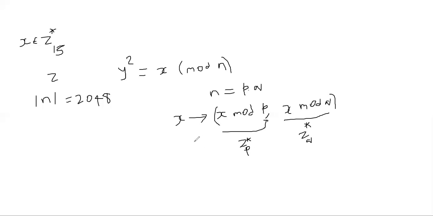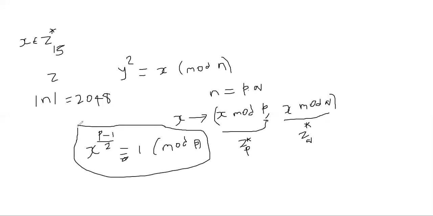How do we check that? We have learned earlier that an element X is a quadratic residue in Z star P or Z star Q if and only if this particular property is true: X power (P minus 1) by 2 is congruent to 1 mod P. Sometimes I put 3 lines, sometimes I don't, but it's the same thing. If this is true, then we know that X is a quadratic residue in Z star P. So we can use this test to decide whether a given number is a quadratic residue or not.